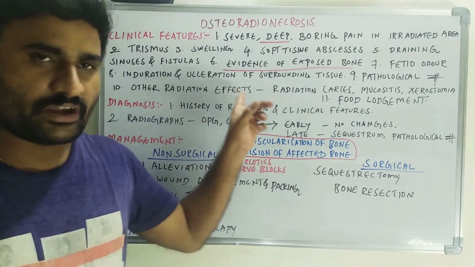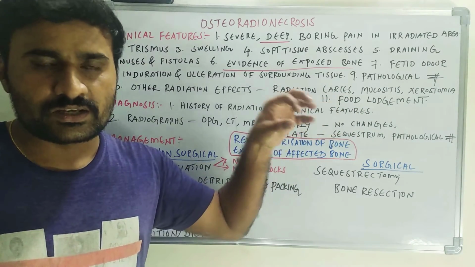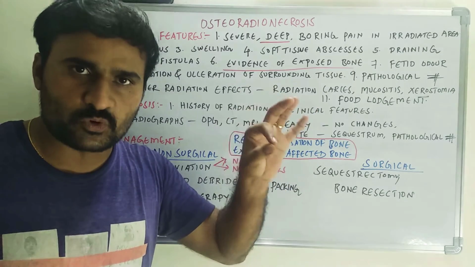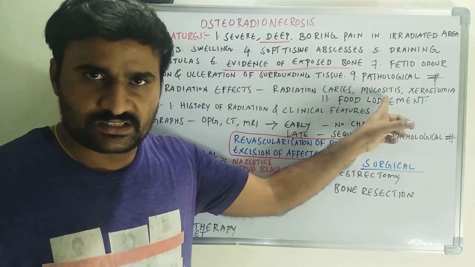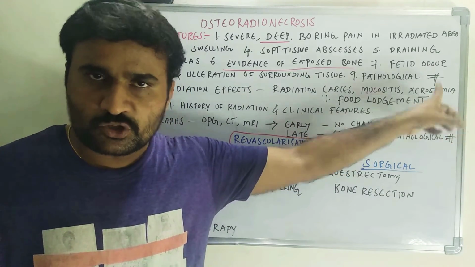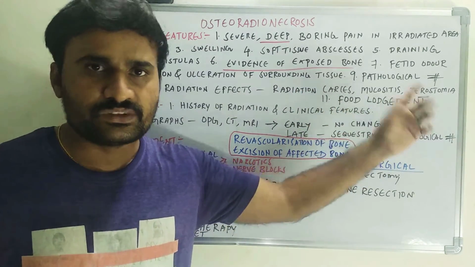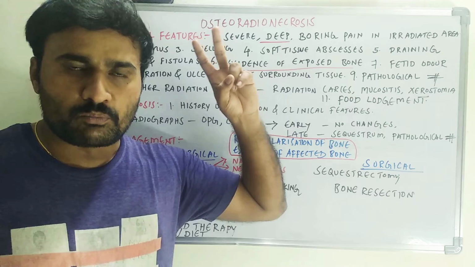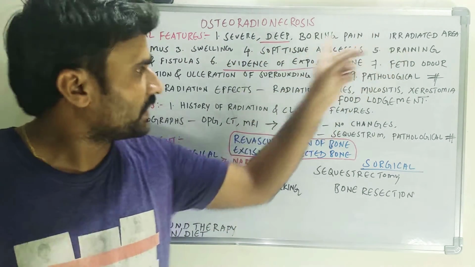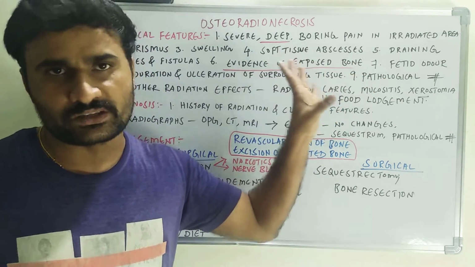And other radiation effects, radiation caries. Radiation caries especially involves the cervical aspect of the tooth, especially exposed cementum. Mucositis, that is oral mucosa inflammation, and xerostomia. Xerostomia will lead to radiation caries. And food lodgement. These are the clinical features. The two most important clinical features are the severe deep boring pain and exposed bone. Evidence of exposed bone is the most important thing.